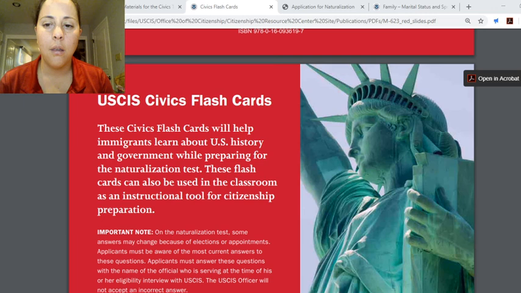You want to become a U.S. citizen? So you are taking the naturalization test to become a U.S. citizen, okay? These flashcards can also be used in the classroom as an instructional tool for citizenship preparation, okay? So today, class, we are going to use these flashcards to practice for citizenship preparation, okay?